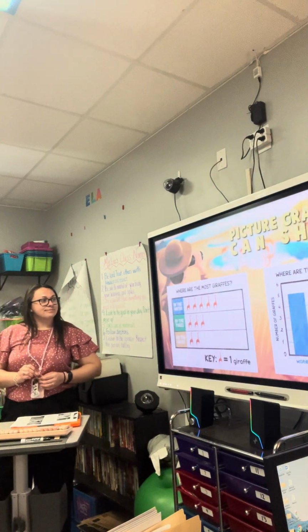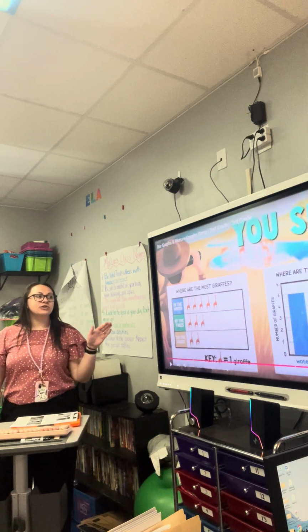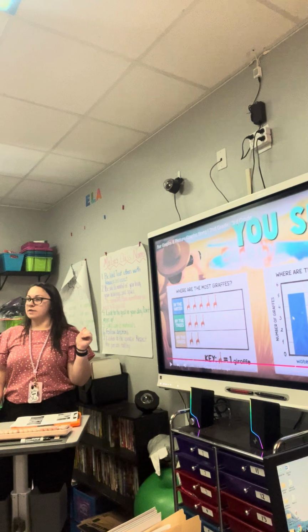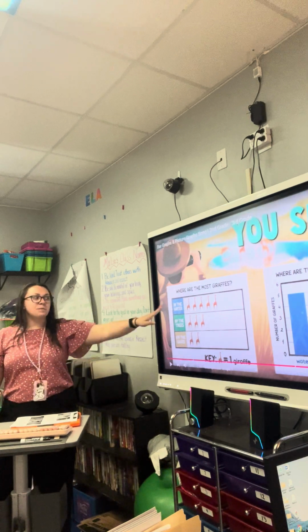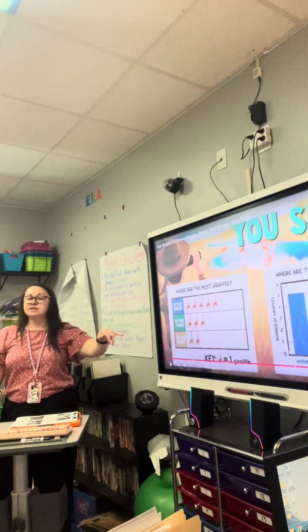Picture graphs can show the same view you see. So look at the difference. These two graphs are showing the exact same thing. Okay? This is a picture graph. And that's a bar graph. This is a bar graph. This is what we're going to work on today.